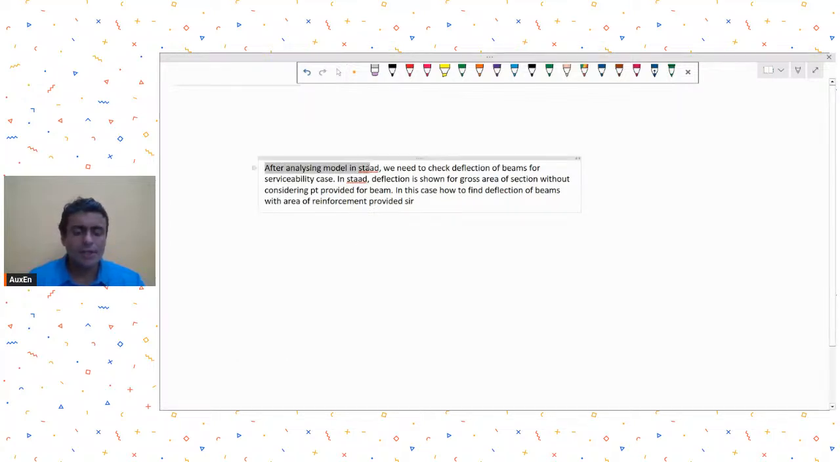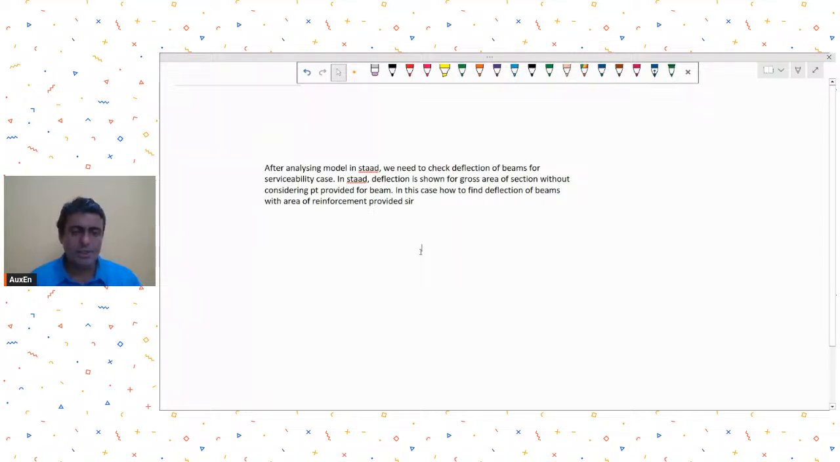His question is: after analyzing model in STAAD, we need to check deflection of beams for serviceability case. In STAAD, deflection is shown for gross area of section without considering PT provided for beams. In this case, how to find deflection of beams with area of reinforcement provided.